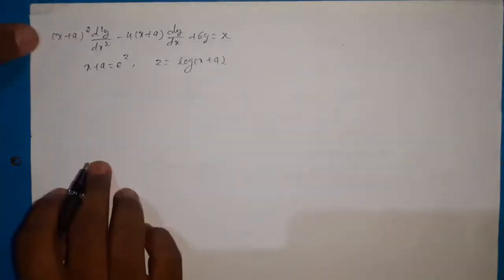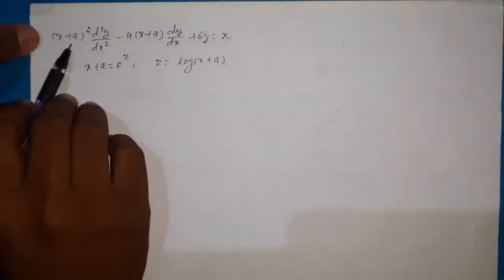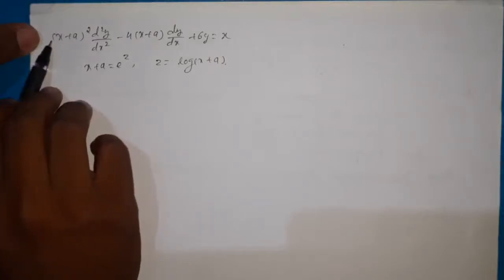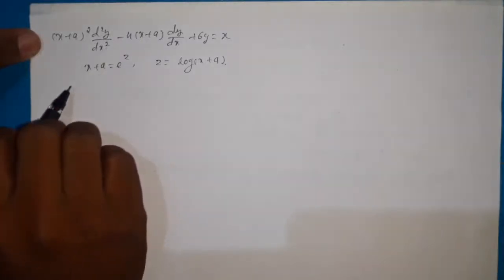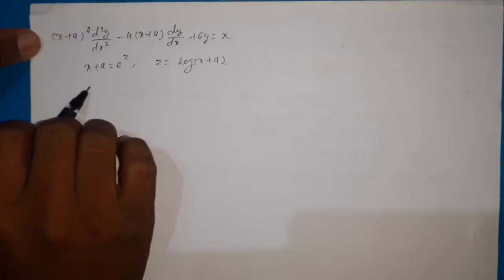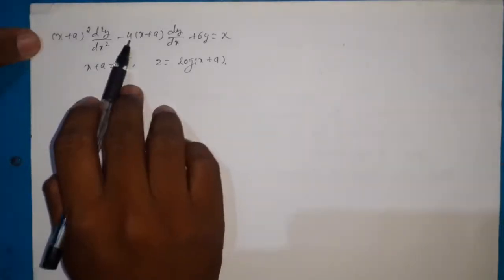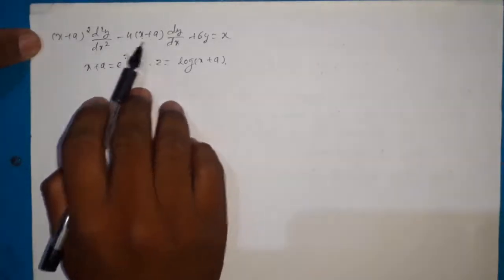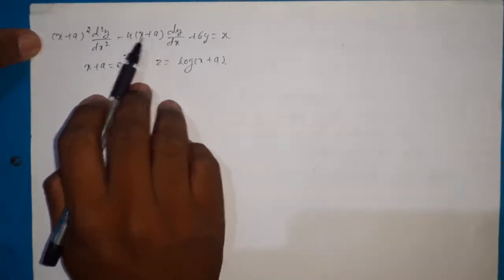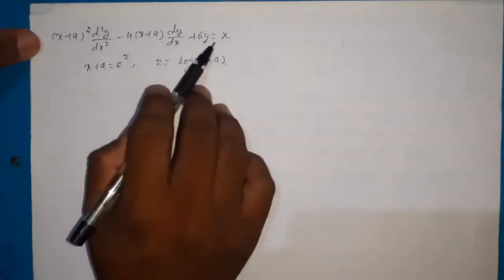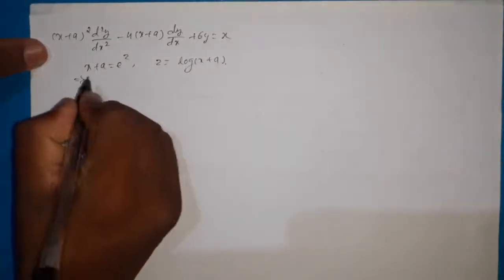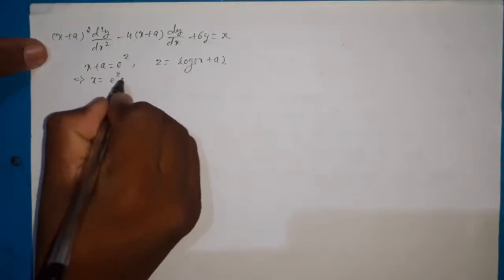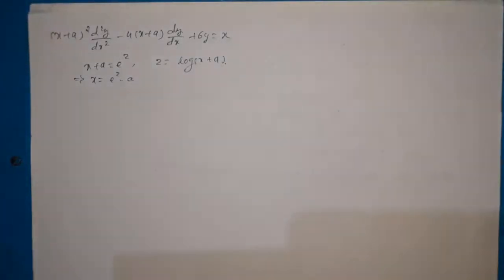So now let us substitute directly. Now it is a plus bx form, a plus bx, and here b is equal to 1. So therefore (x plus a) whole square d square by dx square equal to what? b square means 1 square, d into (d minus 1), and minus 4 into (x plus a) dy by dx, that becomes 4 into b into d, and b is 1, that becomes 4d plus 6, and x equal to, so from this substitution we can write x equal to e power z minus a.